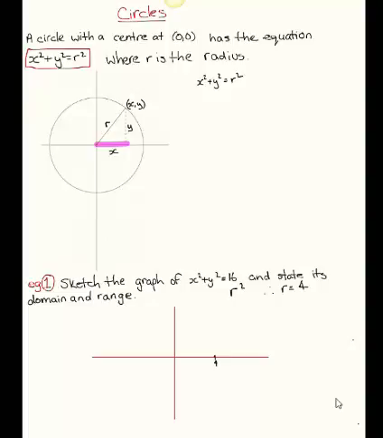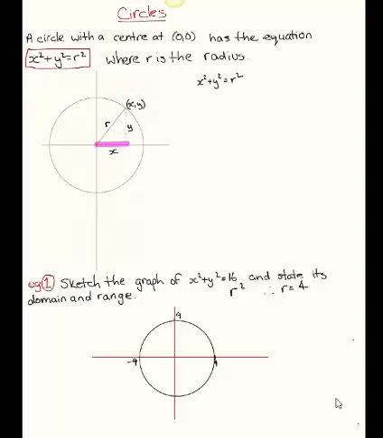So if our centre is at (0, 0), it's going through all the points that are 4 units away from that. So it's going to go through 4 on the x-axis, 4 on the y-axis, -4 on the x-axis, and -4 on the y-axis. Your centre is at (0, 0) because it's x² + y², and then you draw your circle.